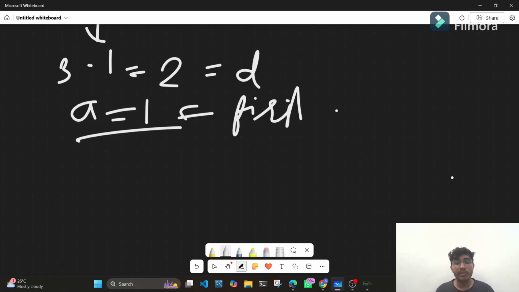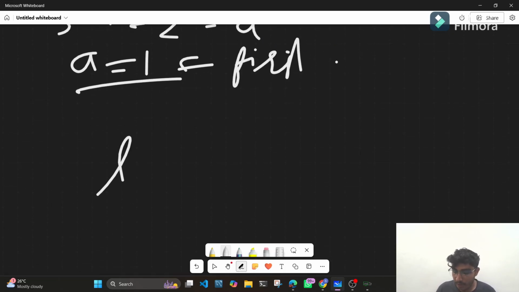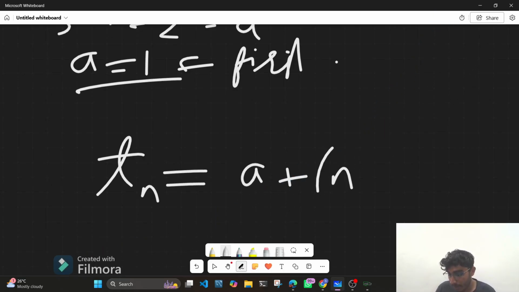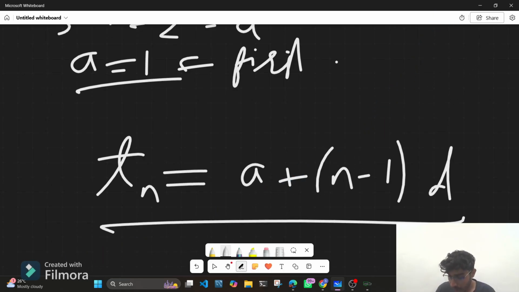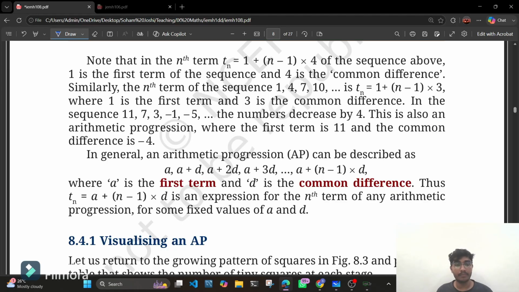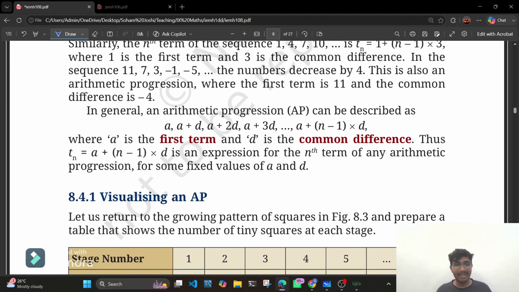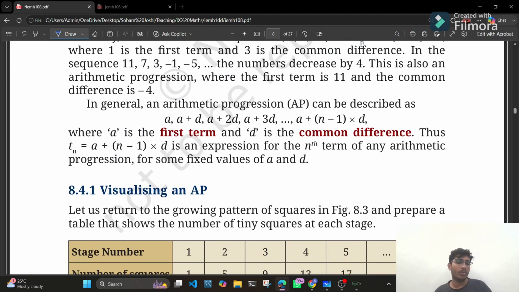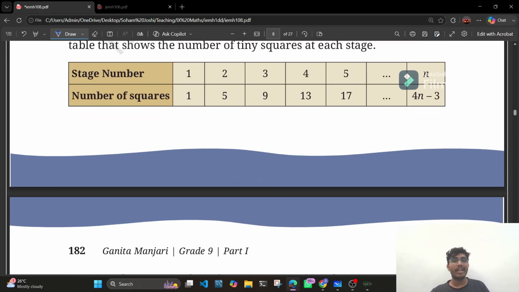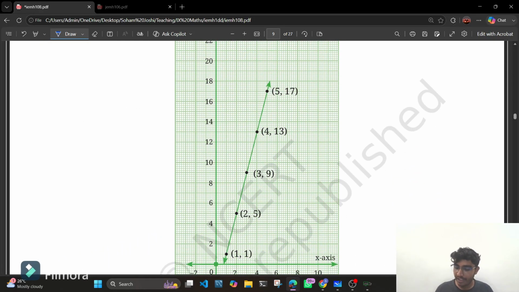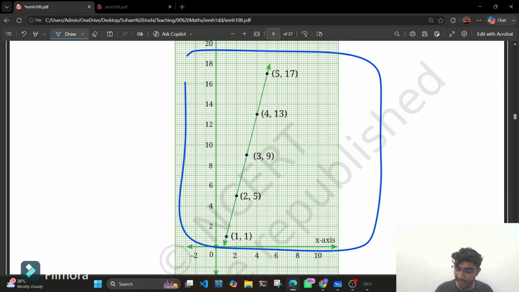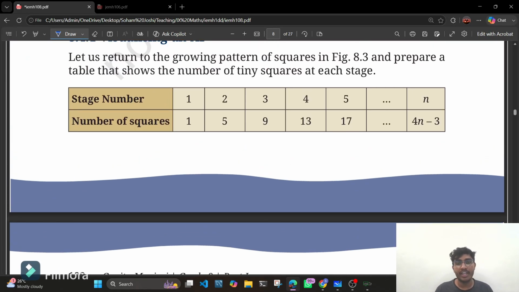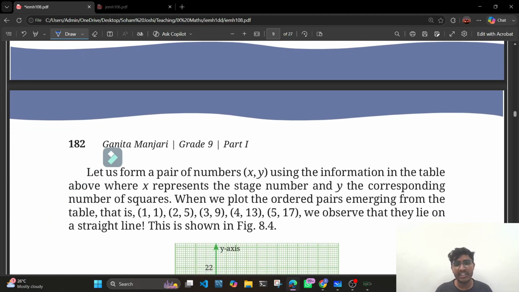And also we need to learn that the general formula to represent the nth term is A plus (n minus 1)D. This is how we represent the nth term. I hope that is understood. You need to know this much only as far as arithmetic progression is concerned. Then as we visualize AP, we get this type of a graph, if we put the values of A and D, or any in general.